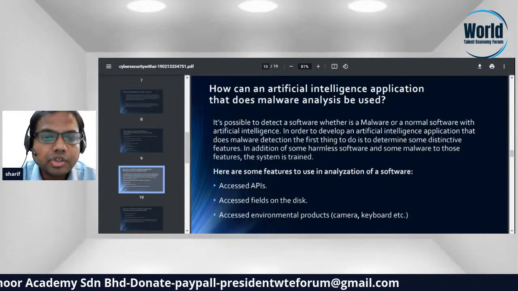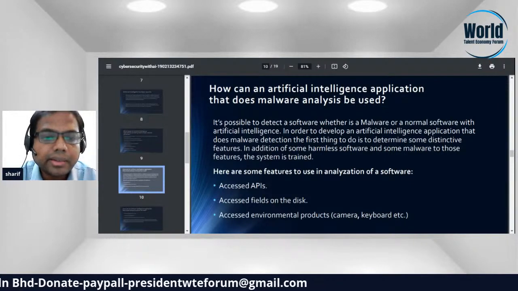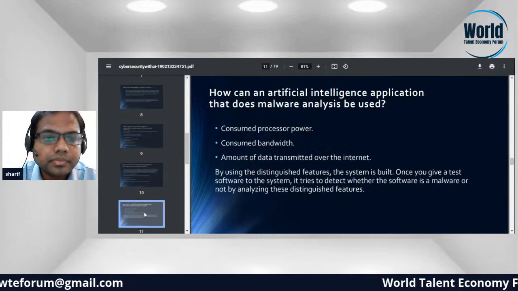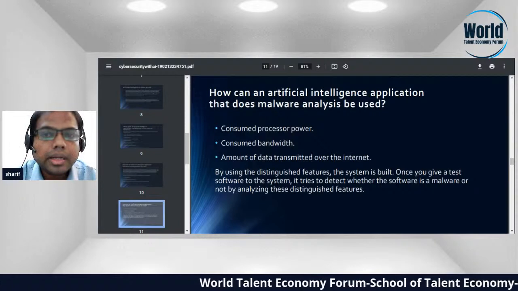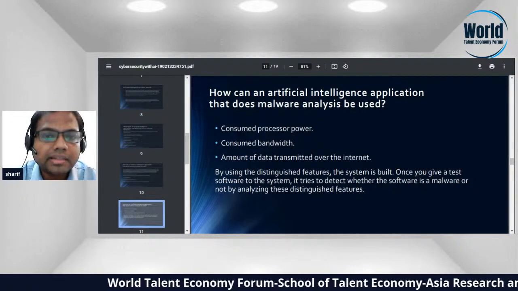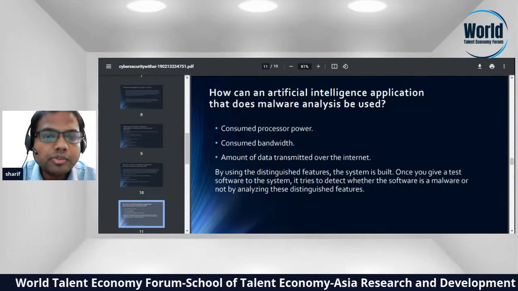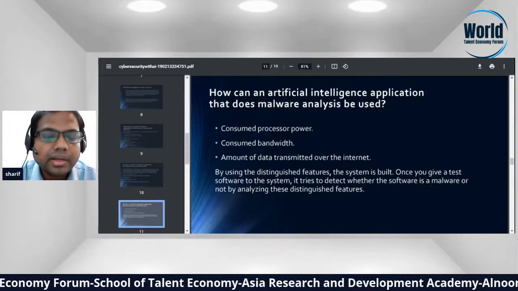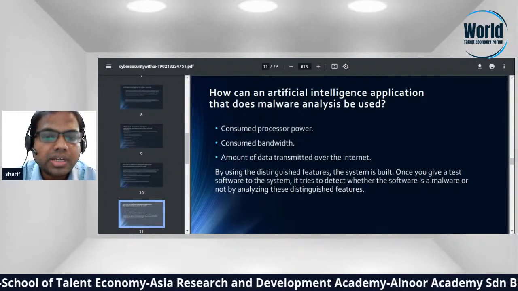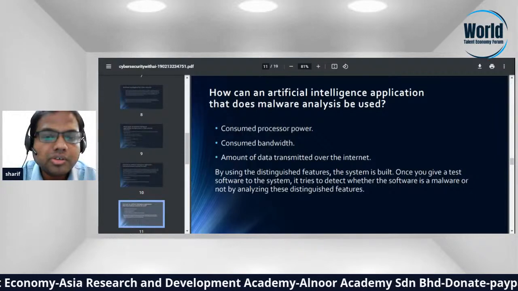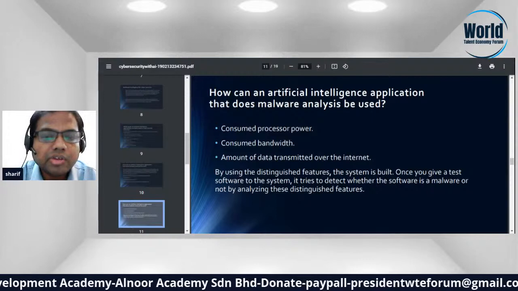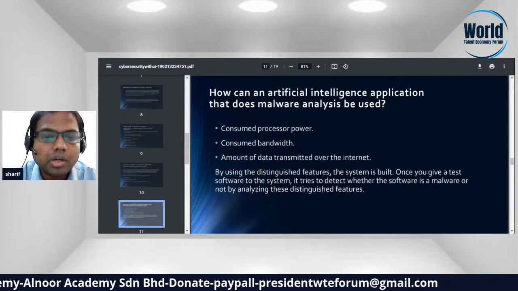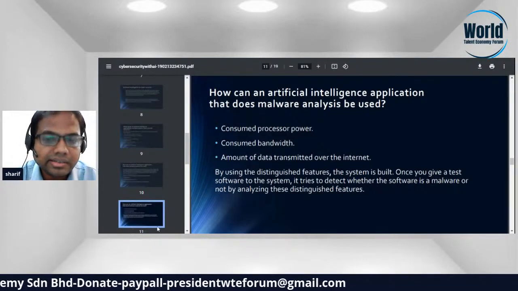Here are some features to use in the analysis of a software: access to APIs, access to files on the disk, access to environment products, consumed processor power, consumed bandwidth, and amount of data transmitted over the internet. By using these distinguishing features, the system is built. Once you give a test software to the system, it tries to detect whether the software is malware or not by analyzing these distinguishing features.